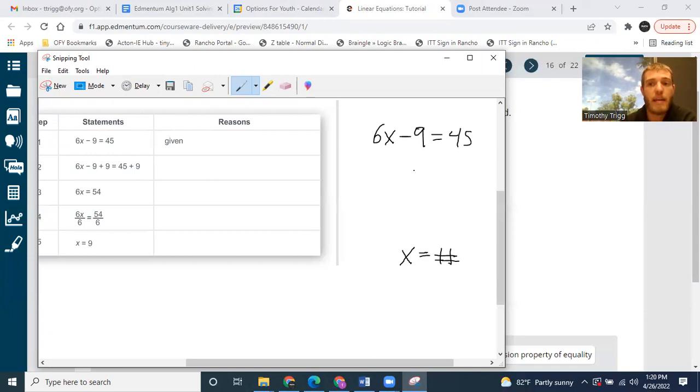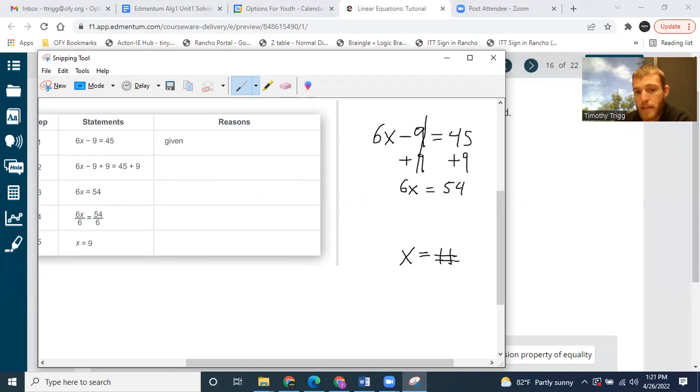So see how it says minus 9? What would be the inverse operation of minus 9? Well, if we add 9, that makes 0. So negative 9 plus 9, that cancels. But of course, whatever you do on one side of the equation, you have to do the exact same thing on the other side of the equation. This is a key thing. If I add 9 to one side, you have to add 9 to the other side of the equal sign. That leaves us with 6x over here on the left, because these 9s cancel, equals 54. See, now we're closer to our goal.